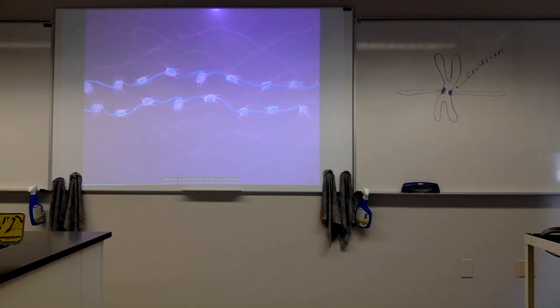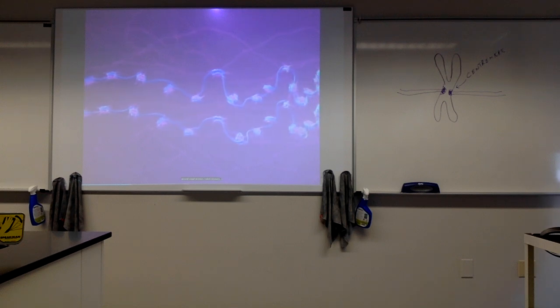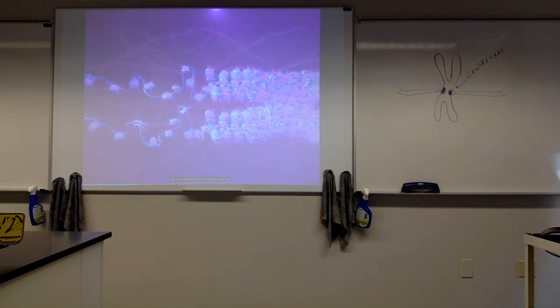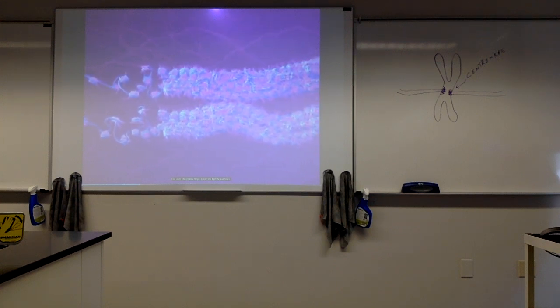Getting closer, we see that each sister chromatid consists of DNA wound around small proteins called histones. The sister chromatids begin to coil into tight helical fibers.